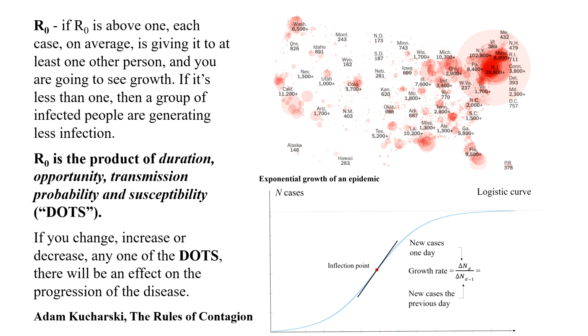and it's abbreviated as DOTS. So if we can change one of those variables, the duration, the opportunity for transmission to occur, the probability that transmission is going to occur, and the susceptibility of the individual that may get infected, well, in that case we can actually slow down the disease and fewer people are going to get infected.